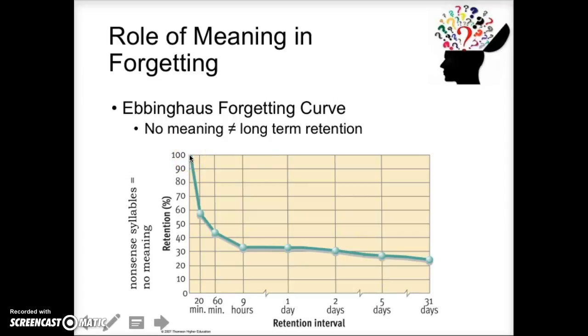Then he tested them periodically over time to see how much of that list they were able to remember. That's their retention level.